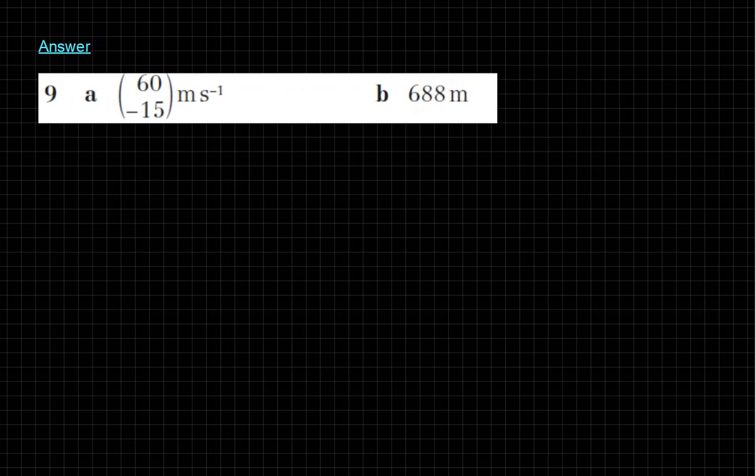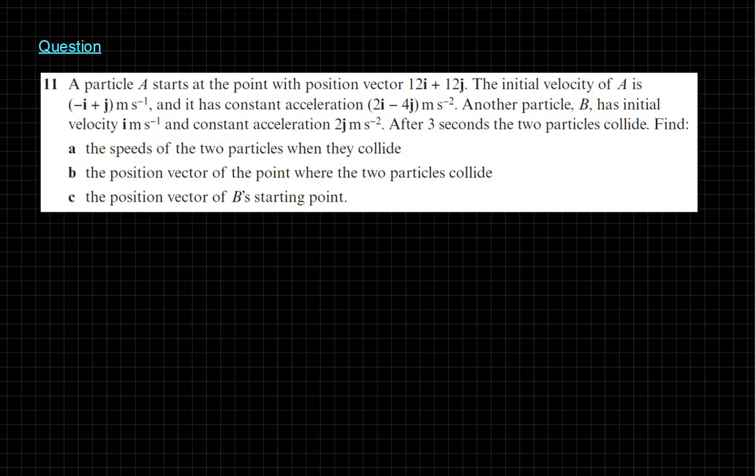And let's look at our final question. This time we're looking at when something collides. So remember, for two things to collide, their two position vectors are the same for the same time. Same place, same time. That's what it means for things to collide. You can give that a go. Pause the video now. Okay, and there's your answer.